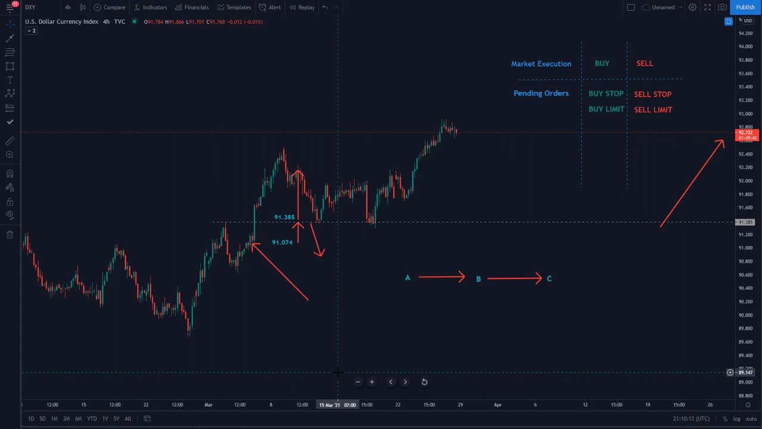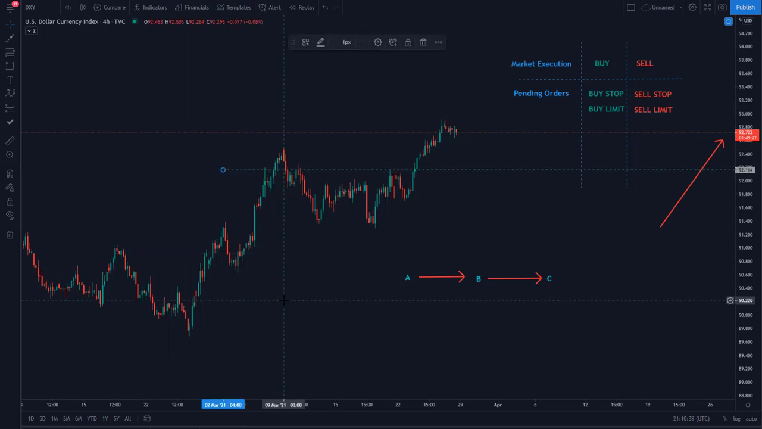A sell stop is the same, just in reverse, right? So let me just take an example of our current market price right here, which is 92.722. Okay, so let's assume we've done an analysis and we're forecasting that the dollar index could perhaps come down to 92.164.